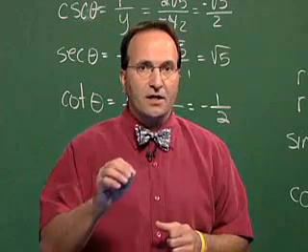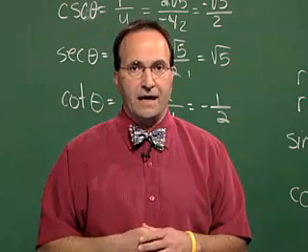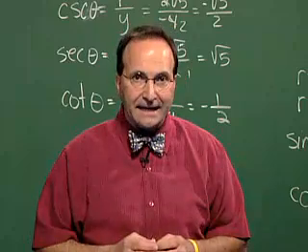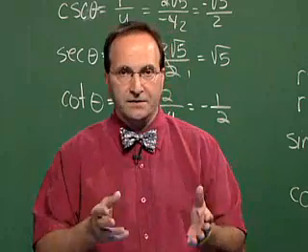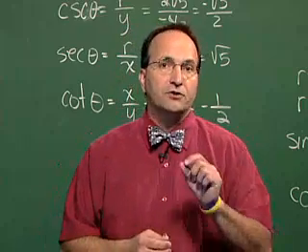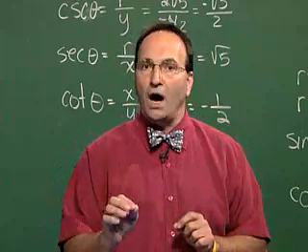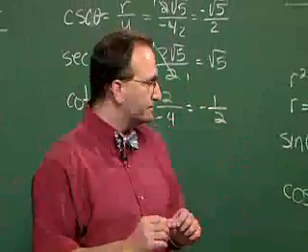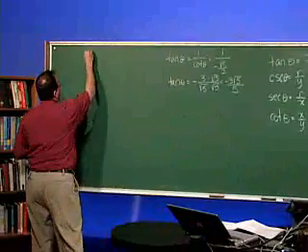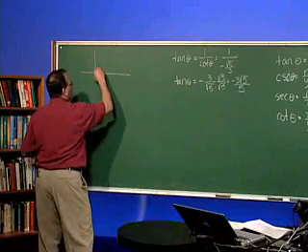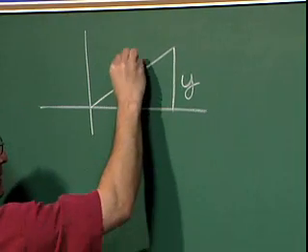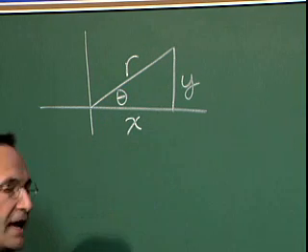Given those ratios for sine theta, for example, which is y over r, we can determine the range for the function, in this case, sine theta. To do that, I want to draw a triangle with x, y, and r. So let me do that. We have a general triangle. This is my y, this is x, this is r, and this is theta.